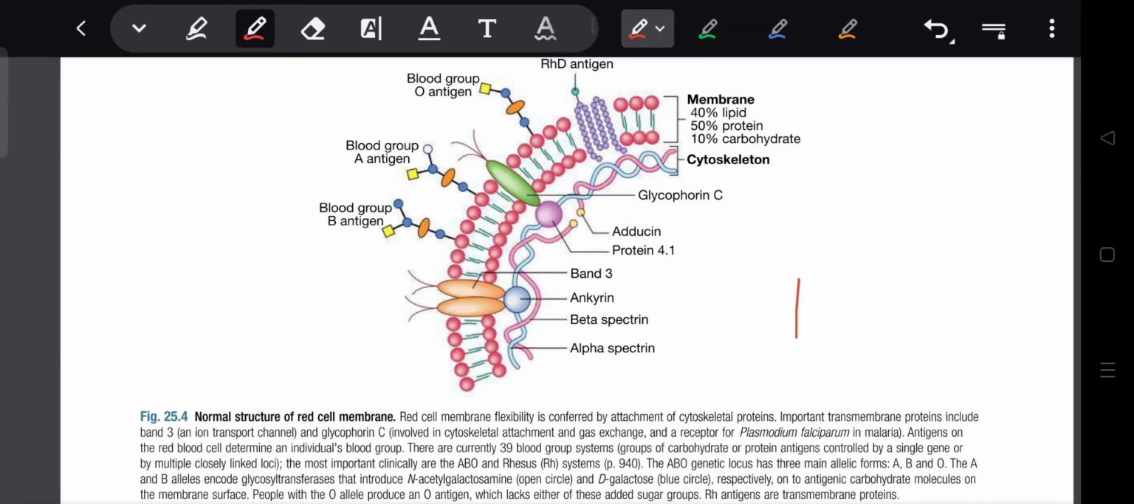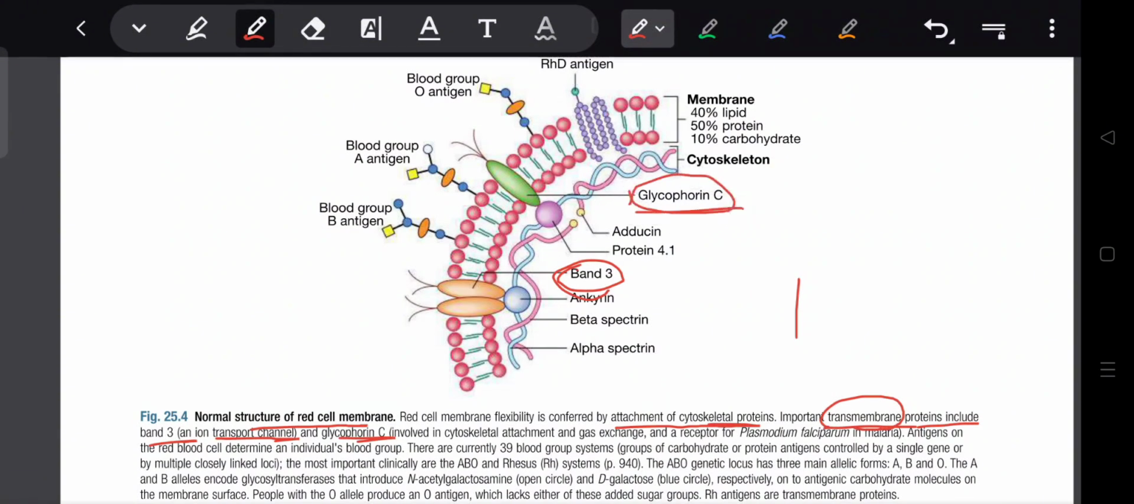Normal structure of the red cell membrane. Red cell membrane flexibility is conferred by attachment of cytoskeleton proteins. Important transmembrane proteins include band 3, ion channel proteins, and glycoprotein C.